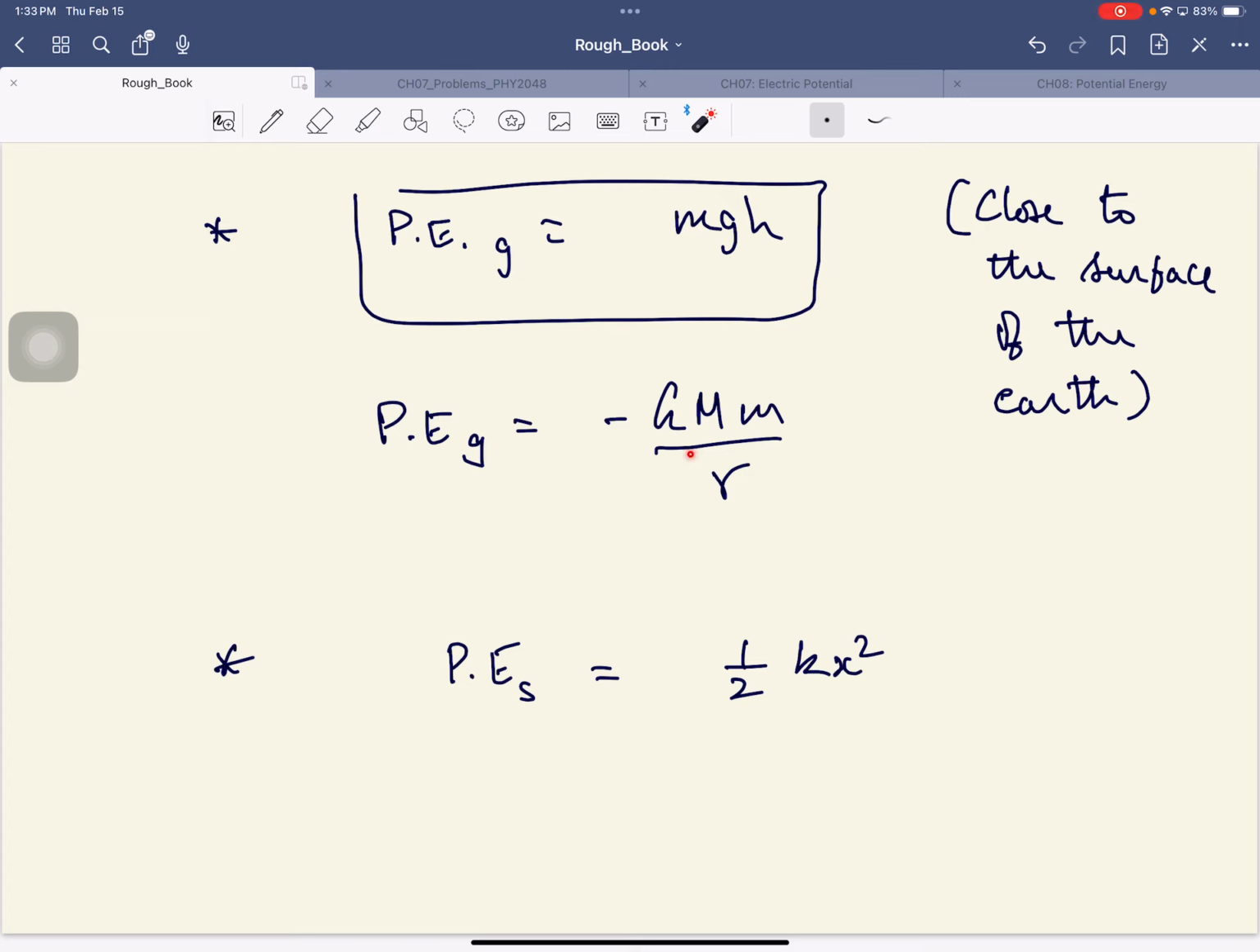This one? Yeah. This works close to the surface of the Earth, within, let's say, 200 miles of the surface. But if h is bigger than that, then you have to use this formula. G is the gravitational constant. You will learn about this in chapter 13. M is the mass of the Earth if you're jumping from Earth, or the mass of whatever you're jumping from. This is your mass, and that's the distance measured from the center of the object. So if this is Earth and this is you, that's R. All right, thank you.